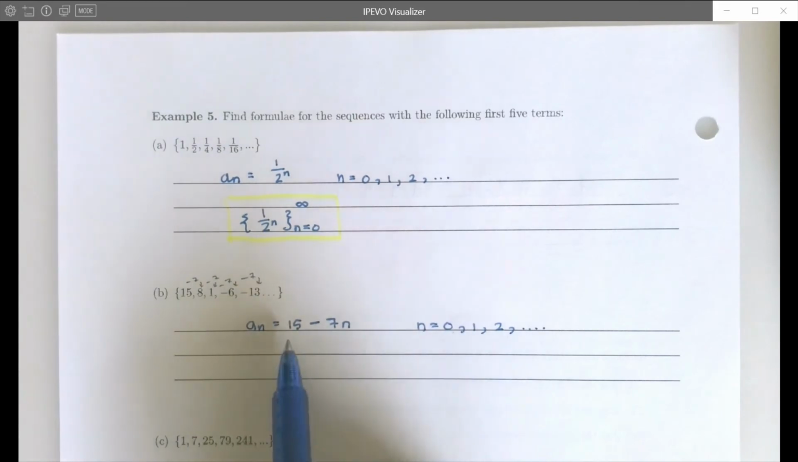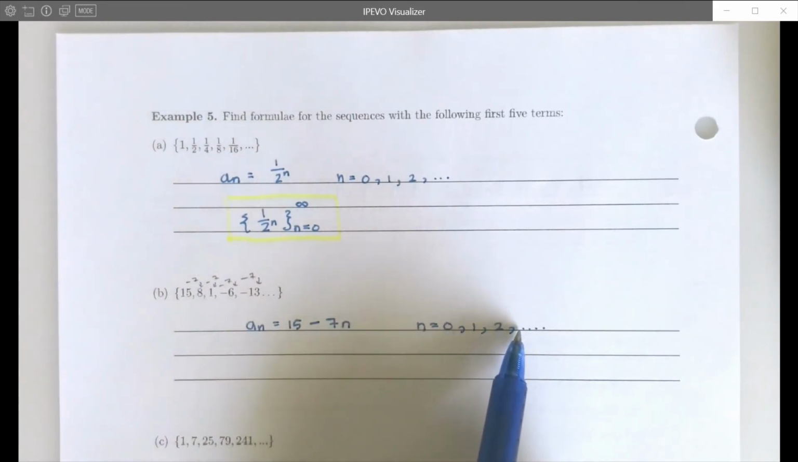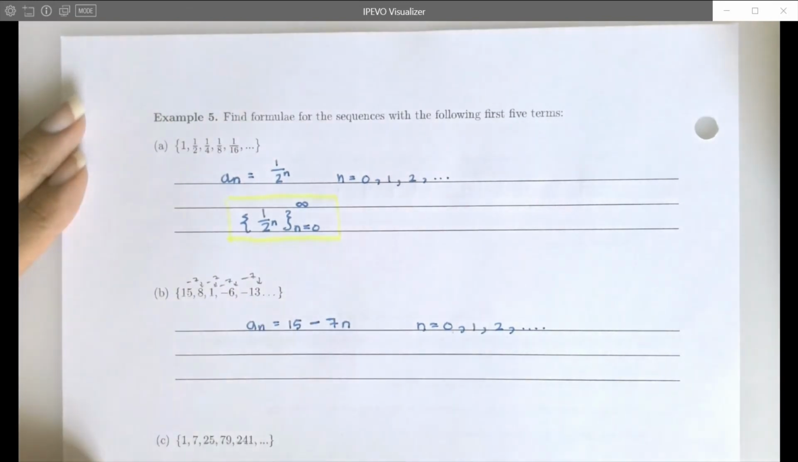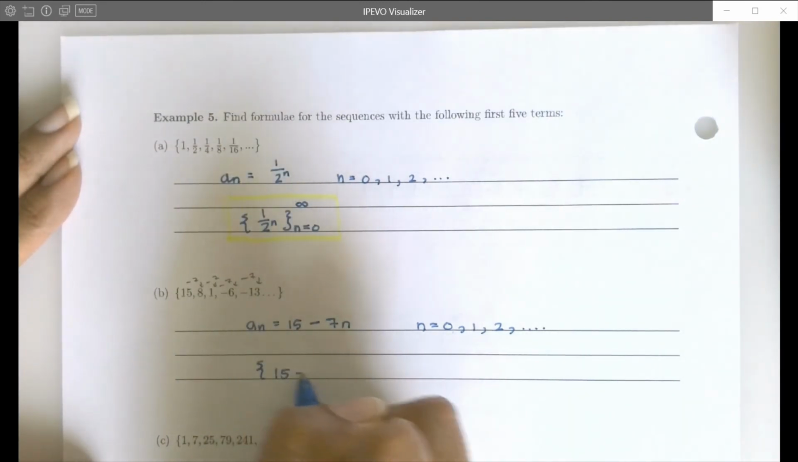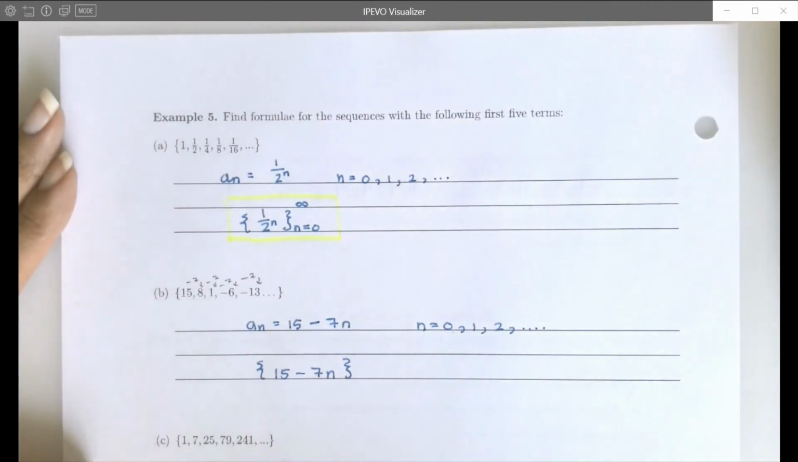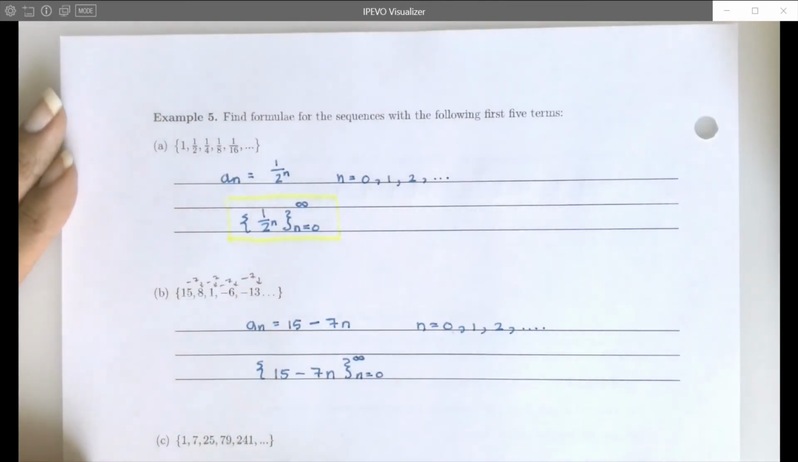When n is 2, we get a 15 minus 14, which is 1. When n is 3, we're going to get a 15 minus a 21, which is a -6. And the pattern just continues. So we write our final answer in the form: it's the sequence defined by 15 minus 7n, where n is 0, going out to infinity.